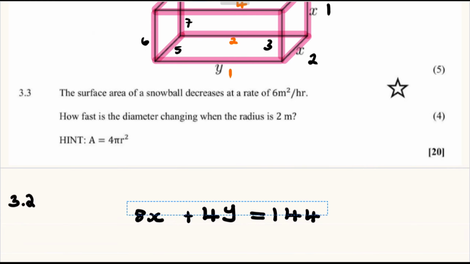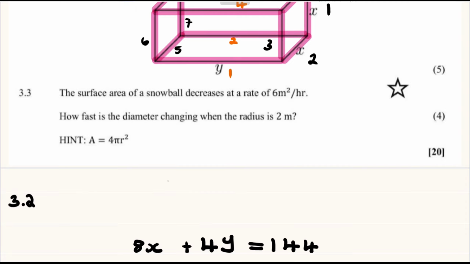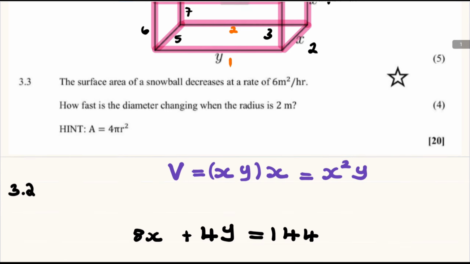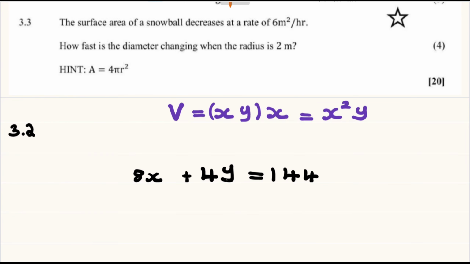So we determine our volume. Volume is defined as the base area multiplied by height. The base area is X multiplied by Y, and the height is equal to X. So this will be X multiplied by X, which is X squared, multiplied by Y. So we are going to substitute. Let's make Y the subject of the formula and substitute it into the volume.